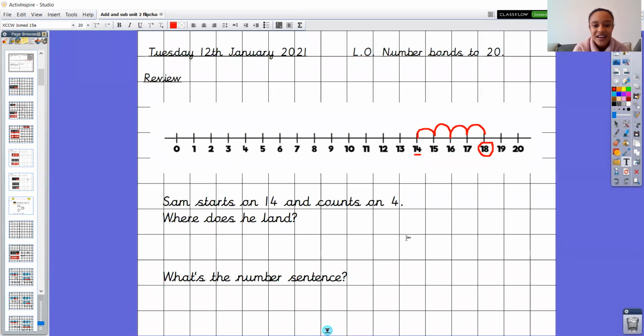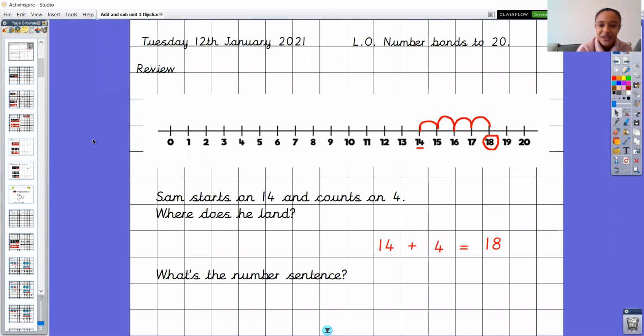Brilliant. So we know that 14, which is one of our parts, add 4, which is our other part, which is what we were counting on, equals our whole, which is the number 18. So 14 add 4 equals 18. Can you say that with me? Ready? 14 add 4 equals 18. Superstars.